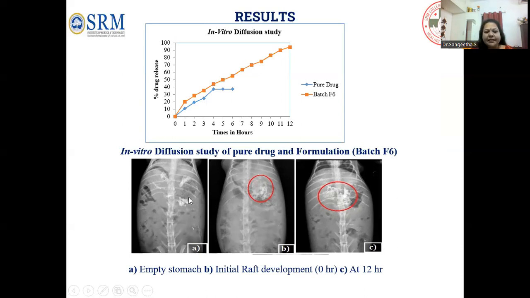This is the animal model, the rabbit model we have selected, and the drug was administered to the animal. This is the empty stomach, where no gelation is observed. This is the initial raft development after administering the drug, where because of the pH, gelation occurs in the stomach. At 12 hours this raft is also still stabilized in the stomach. So this indicates good, better results for our drug.